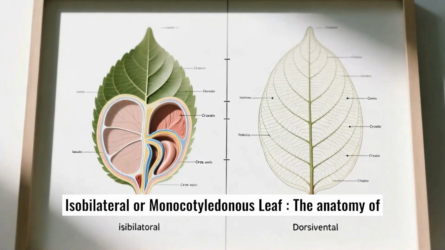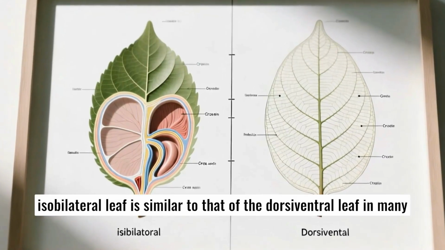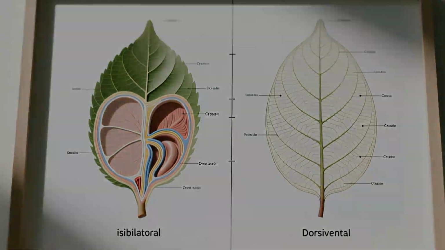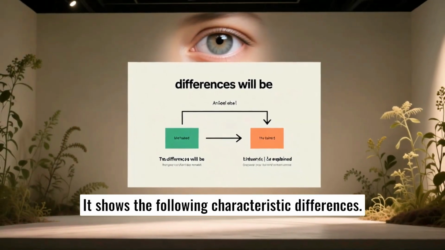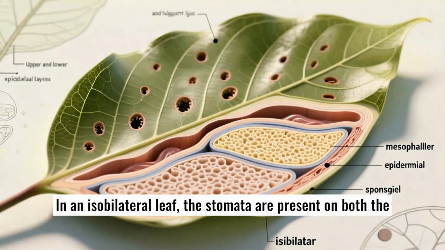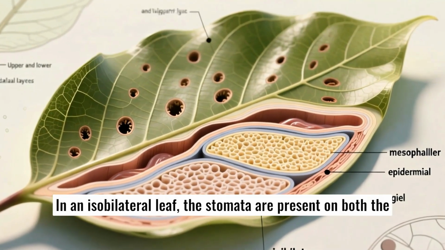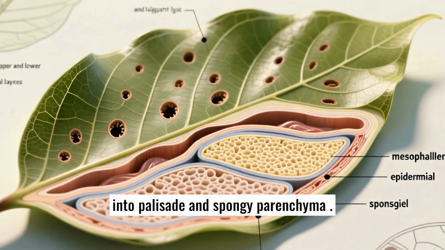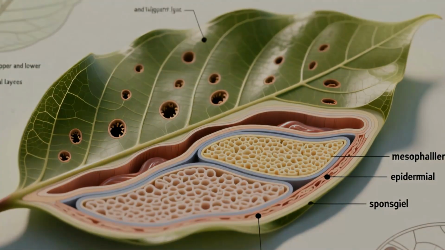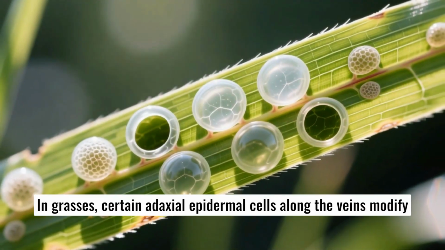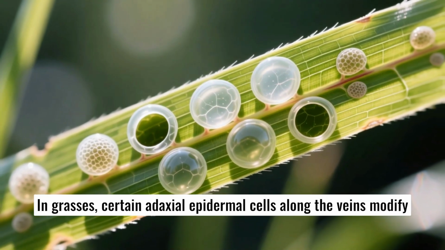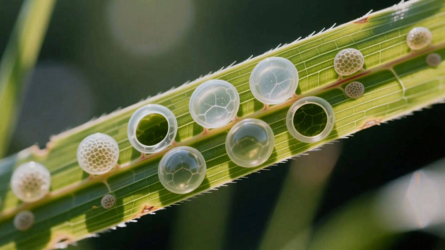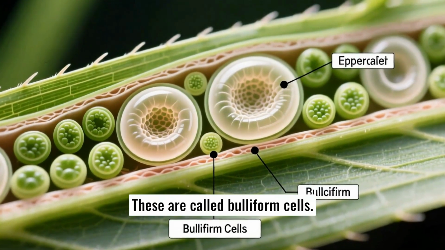Isobilateral or monocotyledonous leaf. The anatomy of isobilateral leaf is similar to that of the dorsiventral leaf in many ways. It shows the following characteristic differences. In an isobilateral leaf, the stomata are present on both the surfaces of the epidermis, and the mesophyll is not differentiated into palisade and spongy parenchyma. In grasses, certain adaxial epidermal cells along the veins modify themselves into large, empty, colorless cells. These are called bulliform cells.